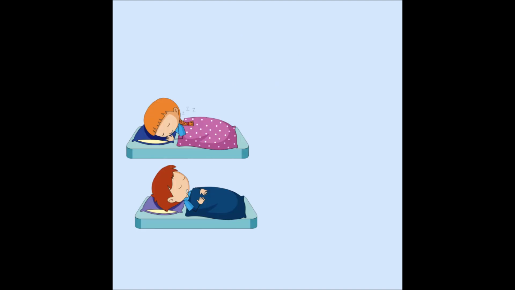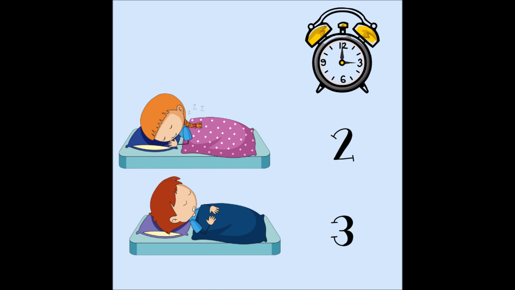On our next page, we have a picture of Sally and Johnny who are taking a nap. Sally took a nap for 2 hours and Johnny took a nap for 3 hours. Which child took the shortest nap? Shortest means the smallest amount, right? So which child took the shortest amount? Was it Johnny on the bottom? Or was it 2 hours for Sally?